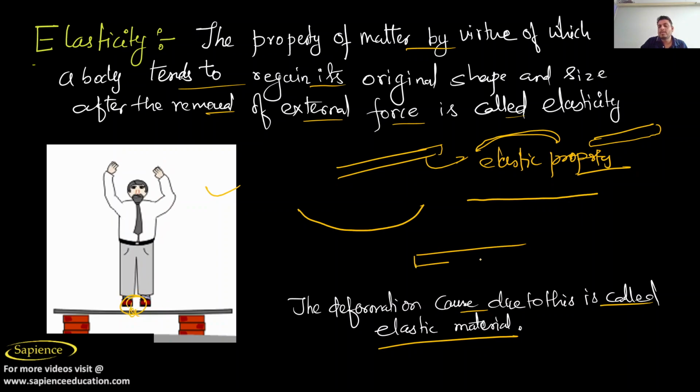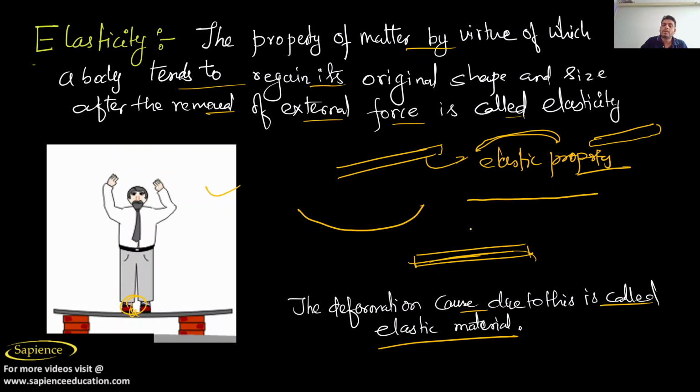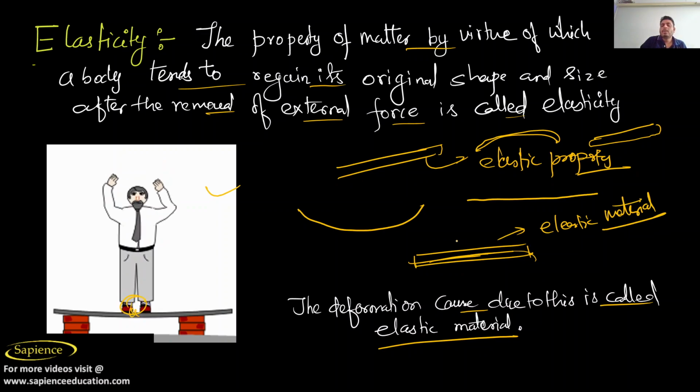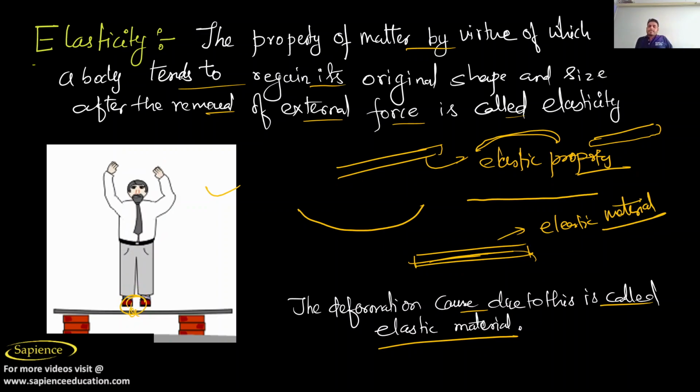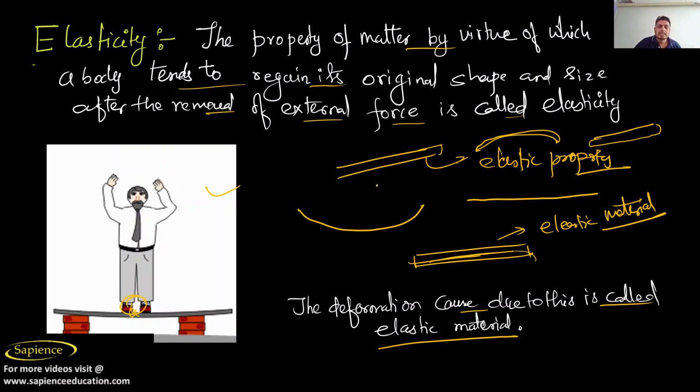For example, the object you are taking and changing its shape, and again it becomes its original shape, then this type of body is called elastic material. Always try to understand what elastic material means. It means that it will regain its original shape and size after removing the external force.